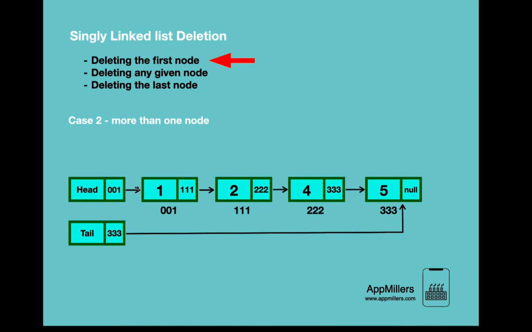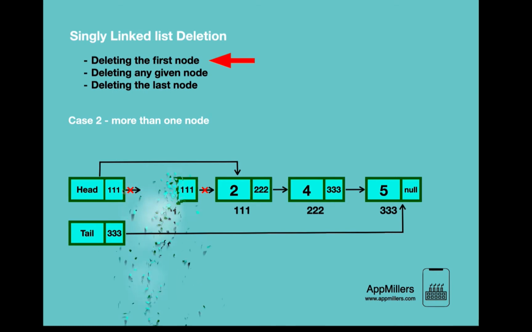By doing this, we are breaking the connection between head and the first node, and we are creating the connection between head and the second node. So if we update the head reference to 111, it creates the connection between head and the second node, and it breaks the connection between head and the first node and between the first node and the second node. Then when we delete the links to and from the first node, the garbage collector again will come and destroy it. So our first node is now deleted.